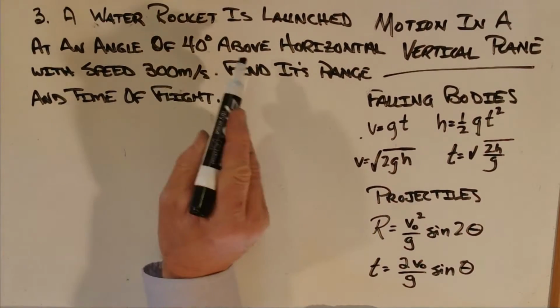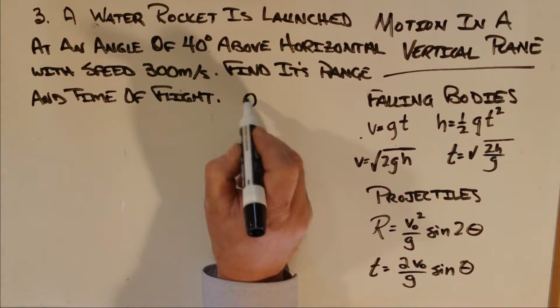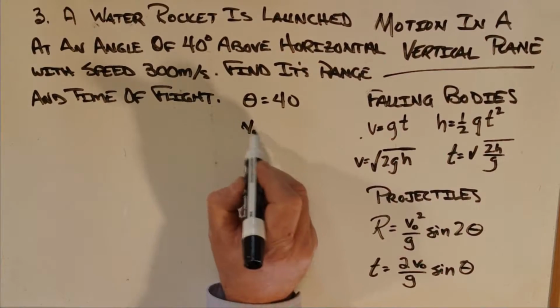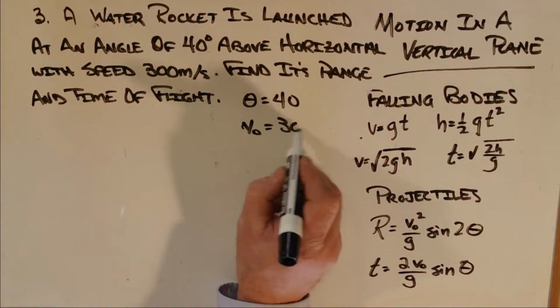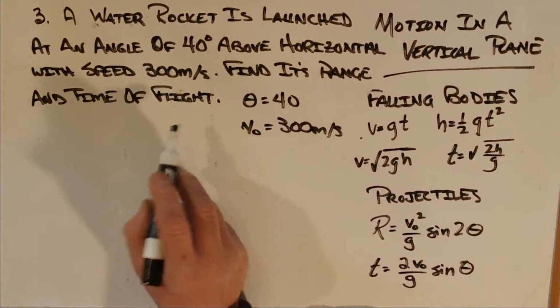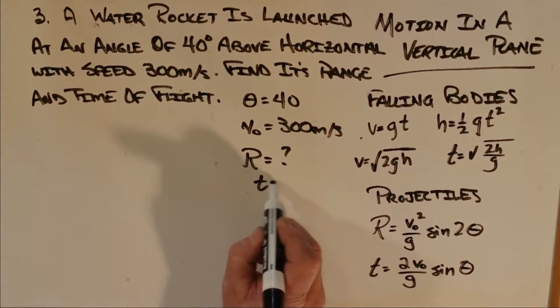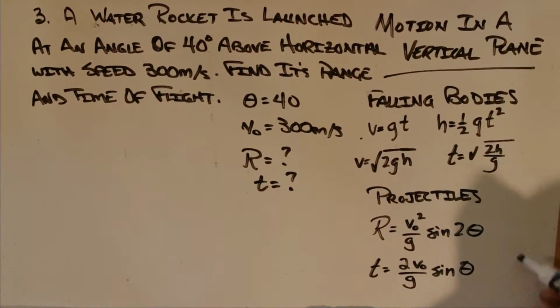The third problem, a water rocket is launched at an angle of 40 degrees above the horizontal with a speed of 300 meters per second. We're asked to find its range and time of flight. We have theta as 40 degrees and v sub 0, the initial velocity, as 300 meters per second. We're asked to find range and time. We use the projectile equations.